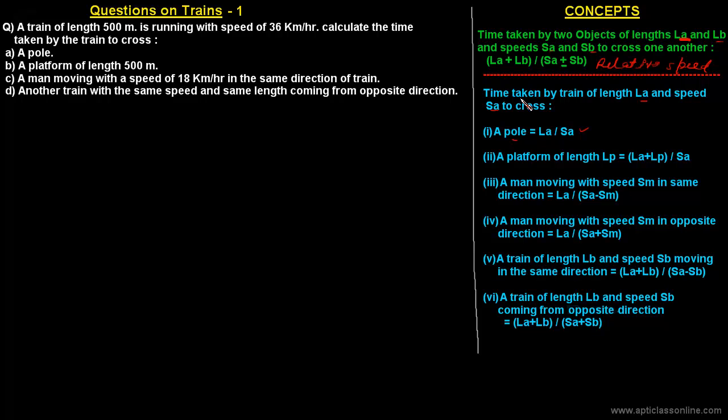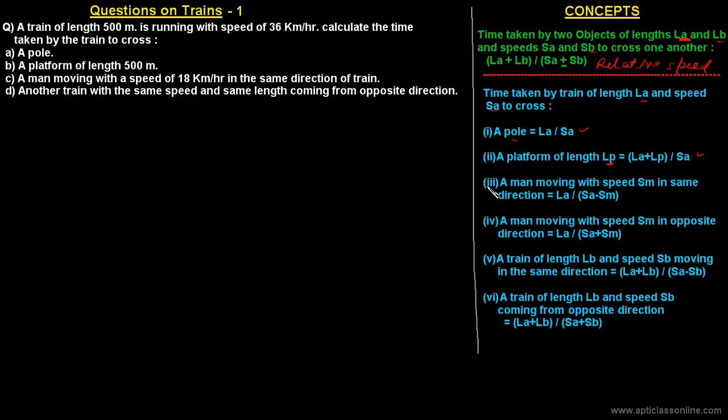For the second case, if the train has to cross a platform of length LP, again the platform is also stationary but has a certain length. So in the numerator it will be LA plus LP, length of train plus length of platform, divided by only the speed of the train, because the platform is stationary.